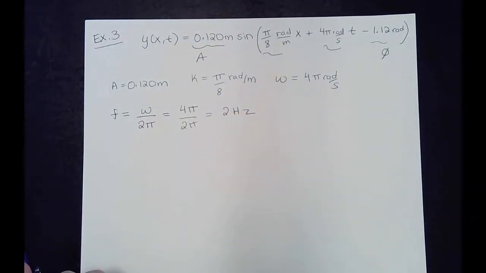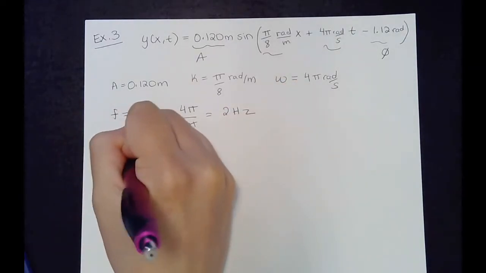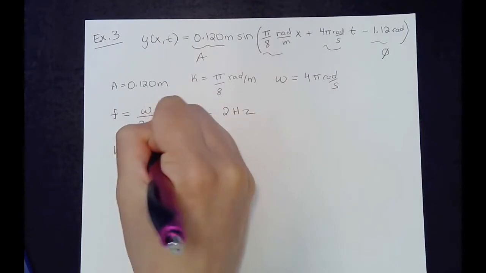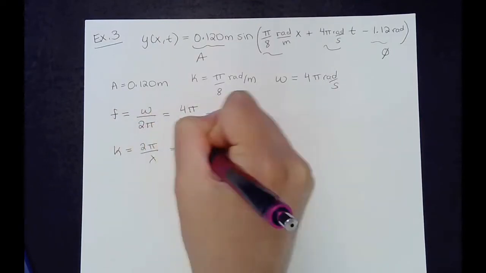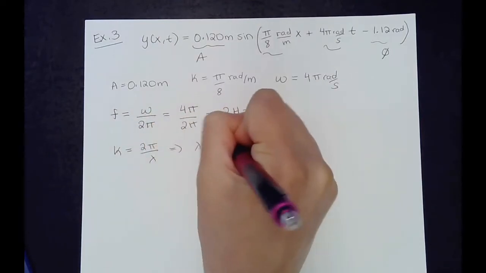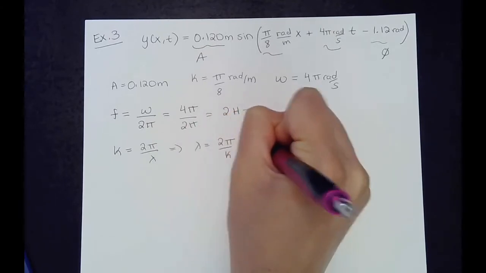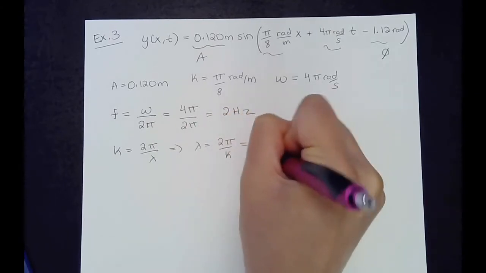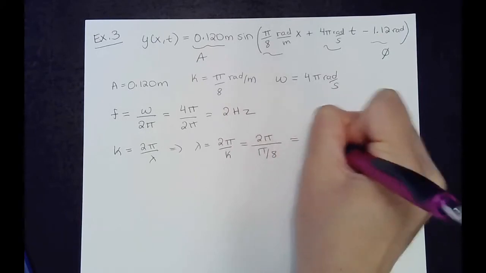And then wavelength, so k is 2 pi over lambda. So we get lambda equals 2 pi over k, 2 pi over pi over 8. So 16 meters.